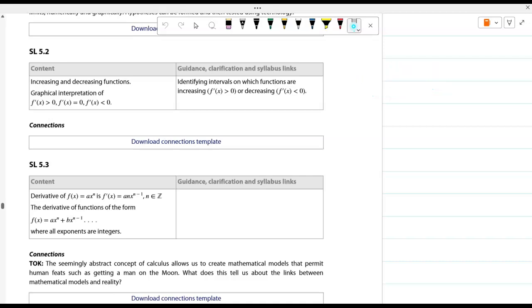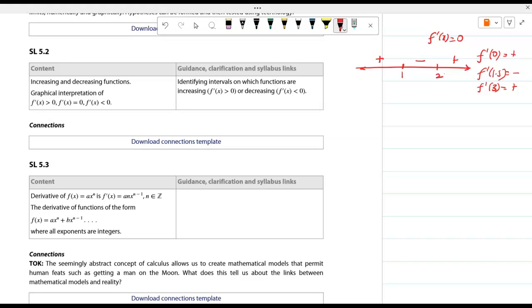So say the roots are 1 and 2. Basically you set f dash x equal to 0 and solve it, and you got 1 and 2. Then in the derivative expression you put f dash 0, f dash 1.5, and f dash 3. Suppose the signs are positive, negative, positive. Wherever it's positive, the function is increasing; when negative, it's decreasing.